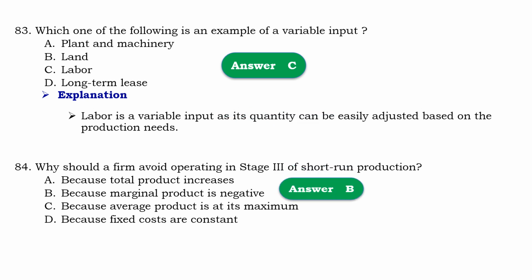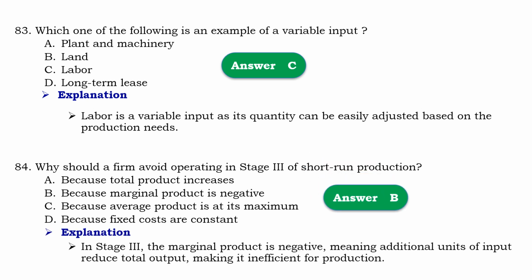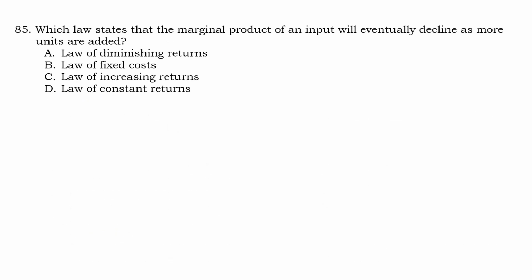So that should be because marginal product is negative. Means that in stage 3 the marginal product is negative, meaning an additional unit of input reduces total output, making it inefficient for production. Question number 85. Which law says that marginal product of an input will eventually decline as more units are added?